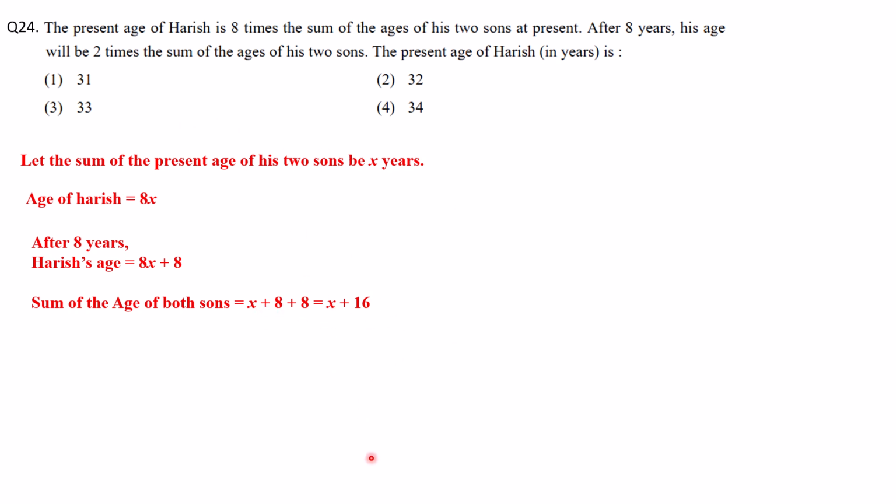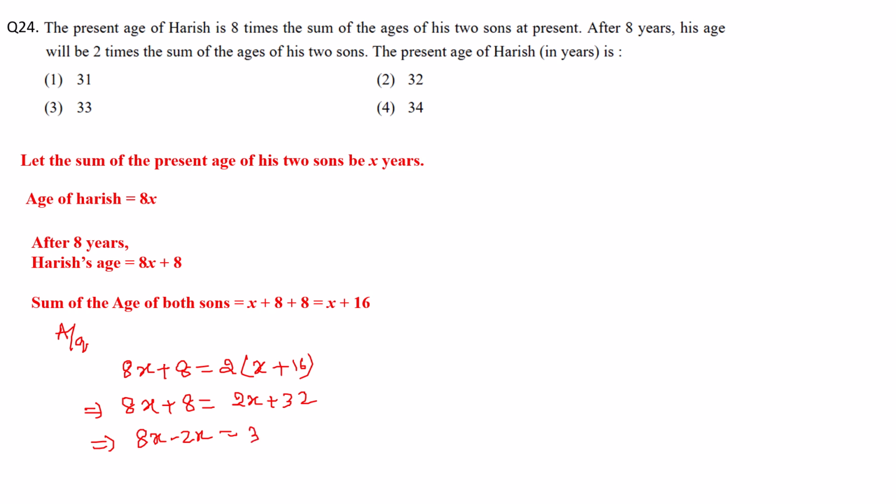Now what is the condition given? After 8 years, his means Hari's age. So according to the question, Hari's age is equal to twice the age of son. So what is given in the statement? Exactly the same you have to write. So 8x plus 8 is equal to 2x plus 32. Now transpose and solve like an equation. So 8x minus 2x is equal to 32 minus 8. So you will get 6x equal to 24. So the value of x, you will get here as 24 by 6 equal to 4 years.